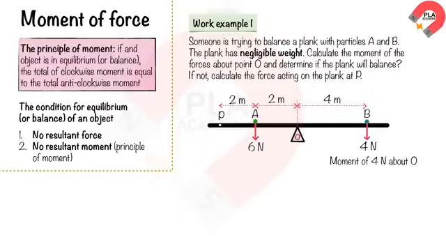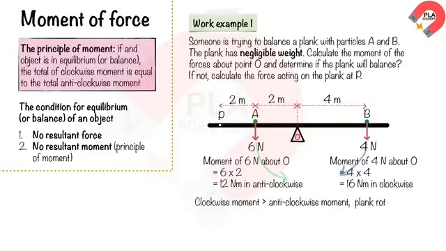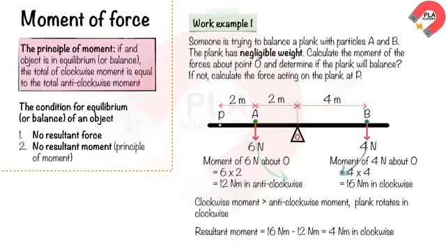Calculate the moment of the 4 newton force about point O, which is 4 times 4 equals 16 newton meters clockwise. Calculate the moment of the 6 newton force about point O, which is 2 times 6 equals 12 newton meters anticlockwise. Since the clockwise moment is greater than the anticlockwise moment, the plank will rotate clockwise. Resultant moment equals 16 minus 12, which is 4 newton meters.